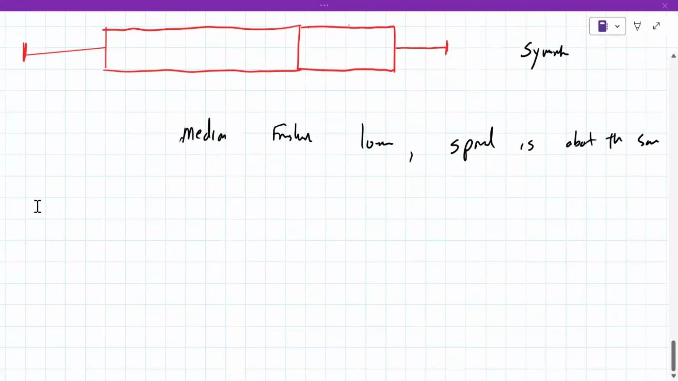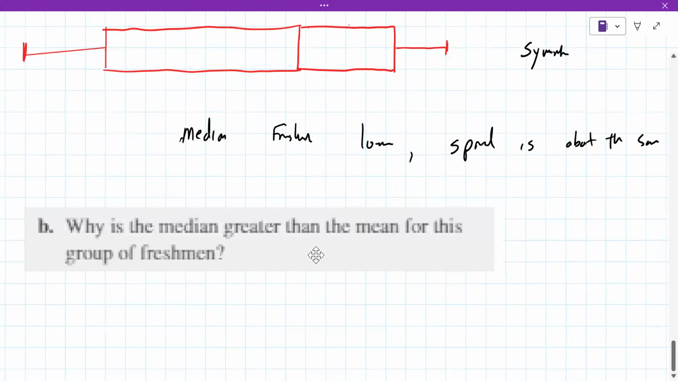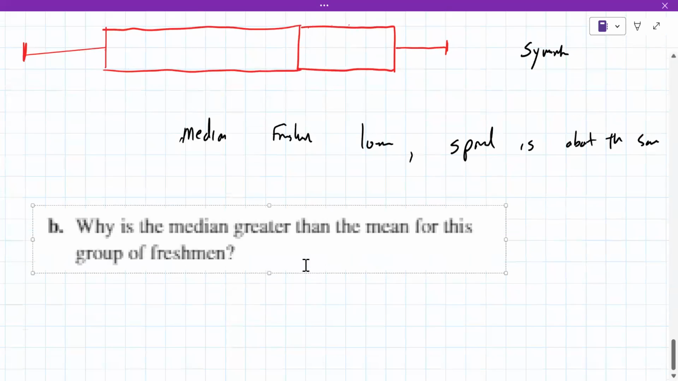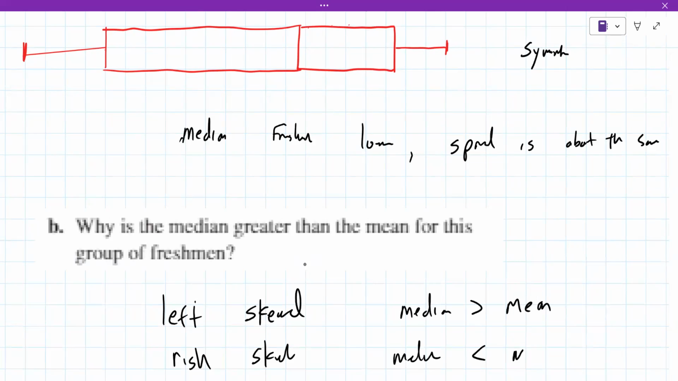All right, next one. Why is the median greater than the mean for this group of freshmen? The reason is that it's left skewed. When it's left skewed, the median is greater than the mean. When it's right skewed, the median is less than the mean. And you're typically expected to know both of those for the class.